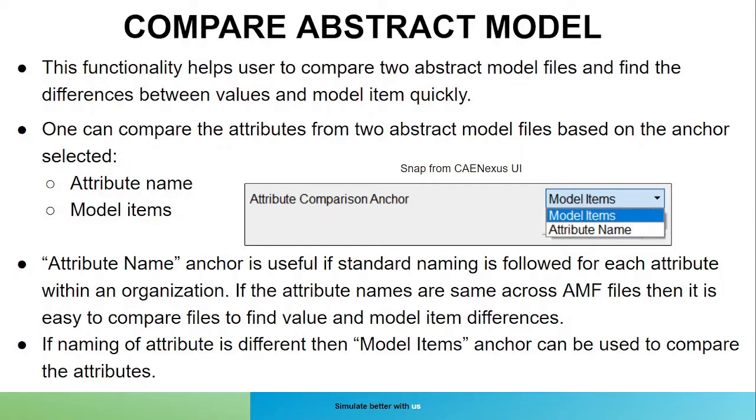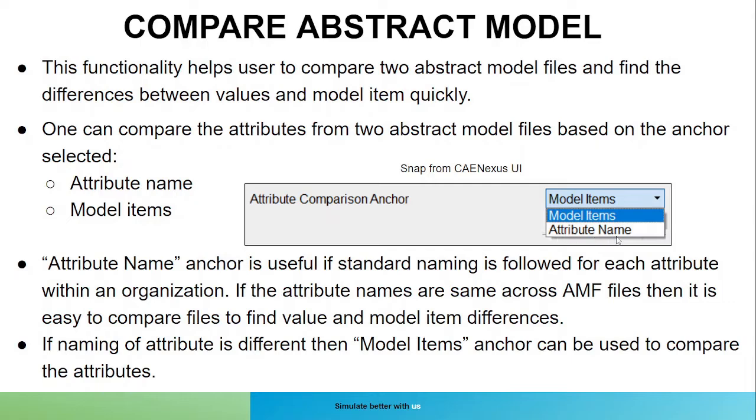So there are two anchors provided. One is attribute name and another is model item. One can use any one anchor to compare the two abstract model files. In the UI, you will find a menu where you can just select the anchor, either model item or the attribute name, and you can compare your two abstract model files.